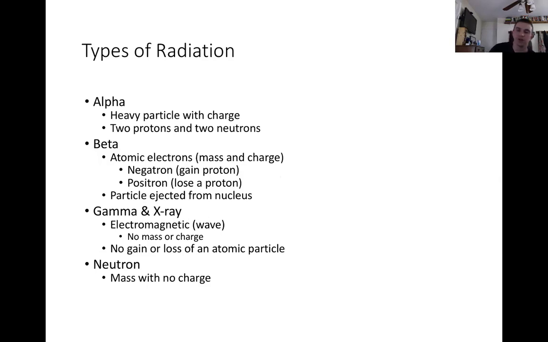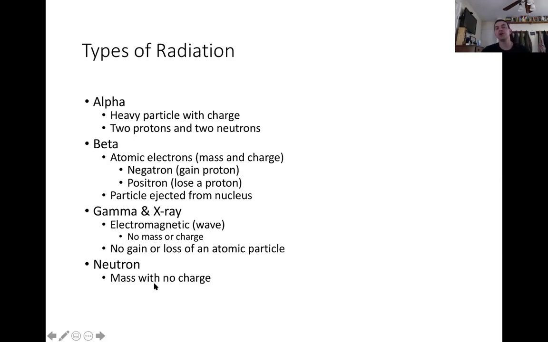X-rays come from the electron shell. Gammas come directly from the nucleus. These are the ones where you potentially need large amounts of lead to actually shield, whereas you can stop an alpha particle with a piece of paper. You can stop a beta particle with a thin sheet of plastic, or you can stop it with a thin sheet of lead, but then you'll create a lot of X-ray radiation.